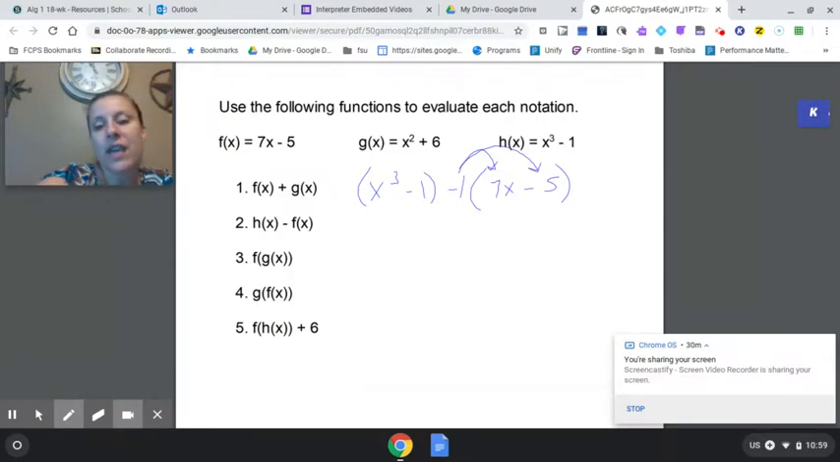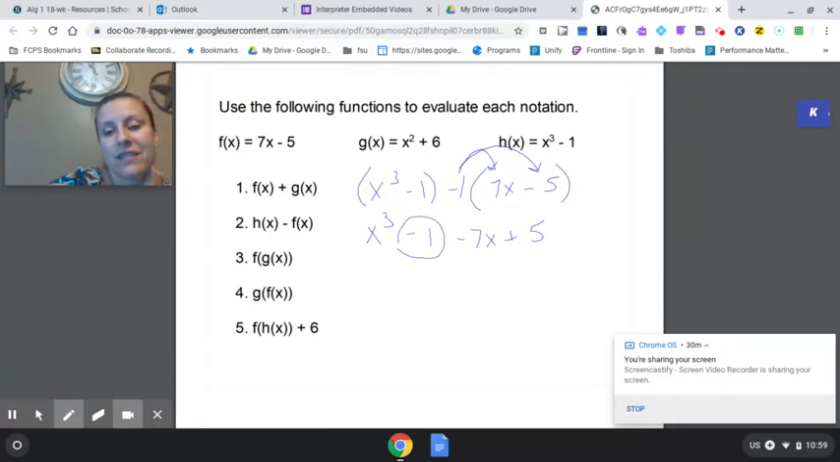So -1 times 7x, that would give me -7x. And -1 times -5, that would be +5. I'm going to bring down the x cubed and the -1, and again check for like terms. I have two constants that I could again combine. So x cubed, there's nothing like that. The next highest degree is -7x. And if I combine the constants, -1 plus 5 would give me +4.